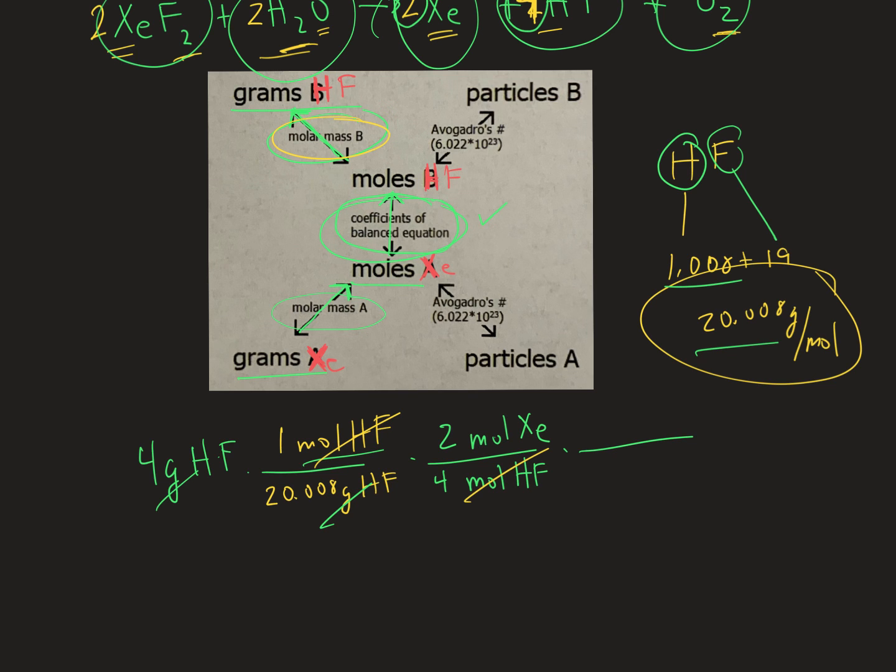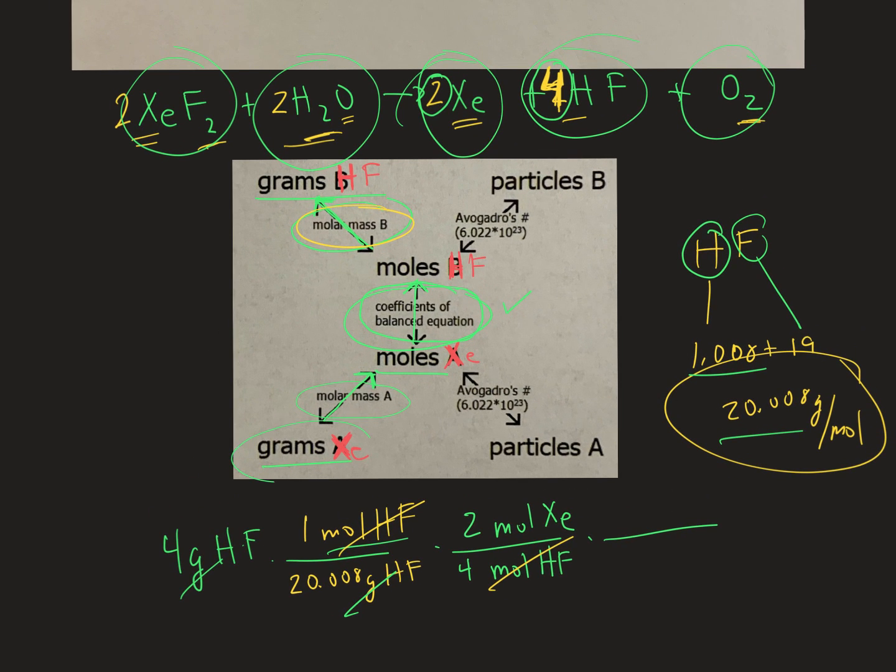Now we have moles of Xe, but we're looking for grams of Xe, right? So now we have to use the molar mass of Xe. Well, what is the molar mass of Xe? 131.3 grams per mole. And so moles of Xe go on bottom. If we have 1 mole, we know the mass is 131.3 grams.